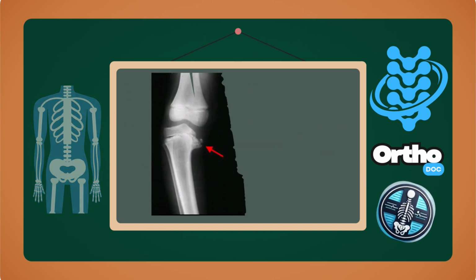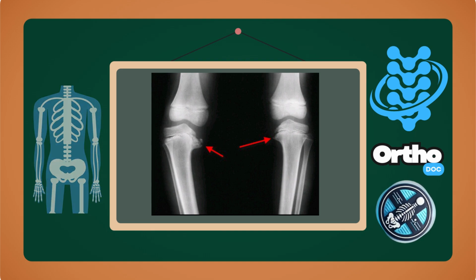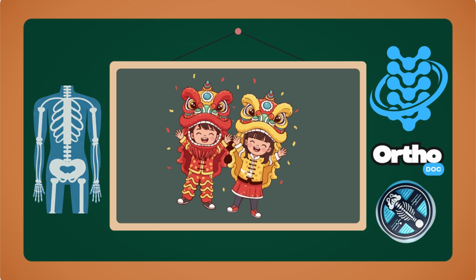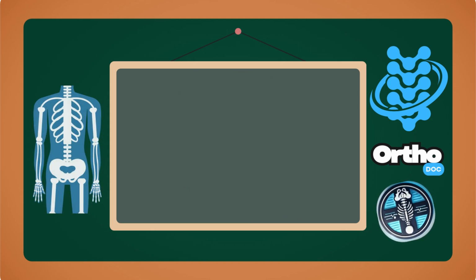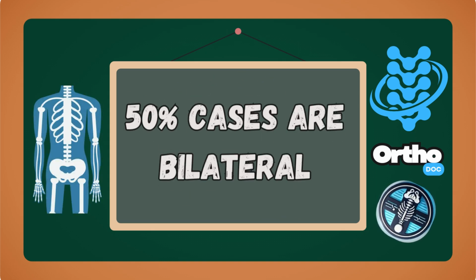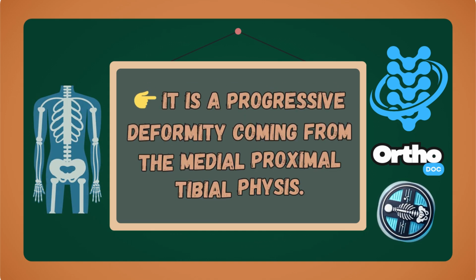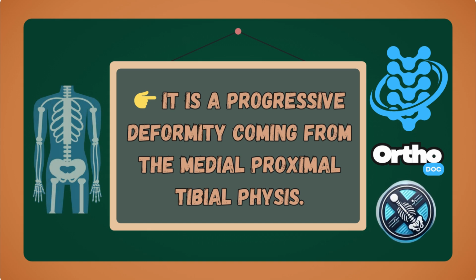It occurs due to a problem in the medial part of the proximal tibial growth plate. It usually affects children between 2 to 5 years of age. More common in boys. And about 50% cases are bilateral. Remember, this is not normal bowing. It is a progressive deformity coming from the medial proximal tibial physis.